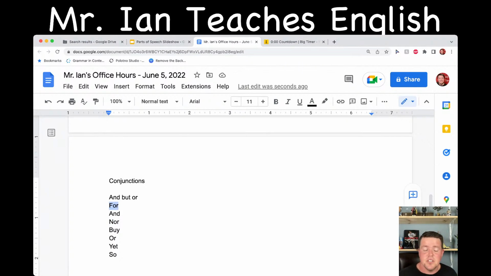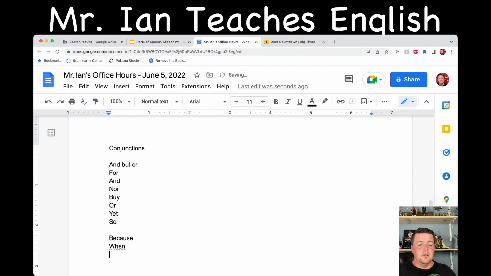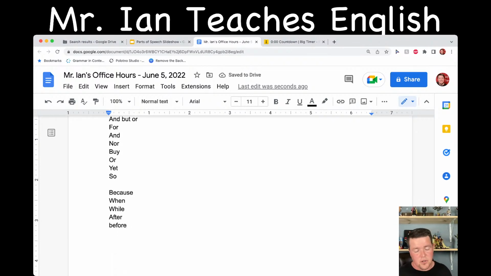There are other conjunctions as well in some bigger sentences that you probably already use. Because, when, while, after, before. These are all very common conjunctions that you'll use in sentences, and you probably already use.